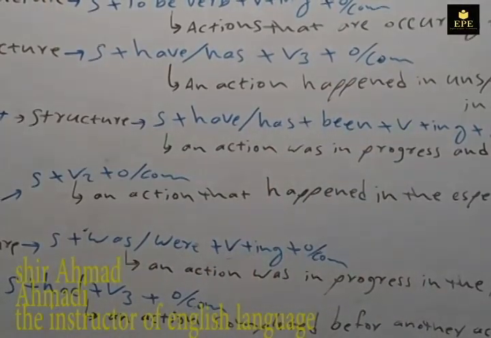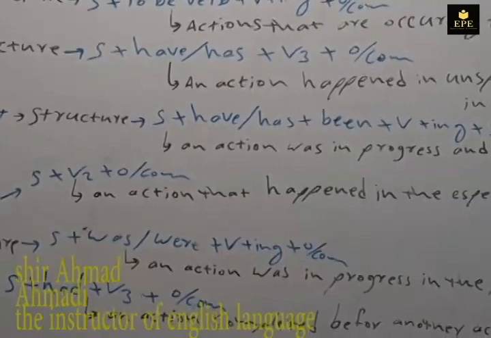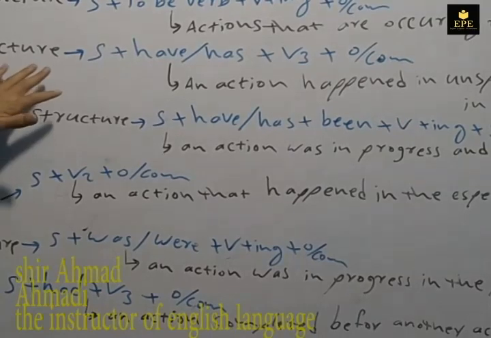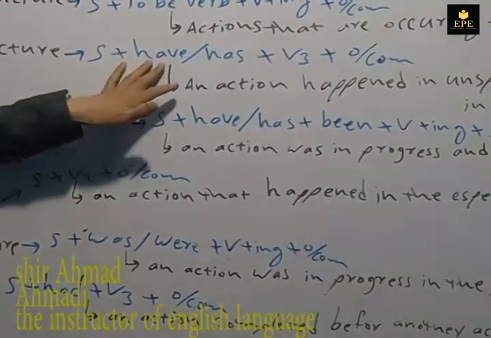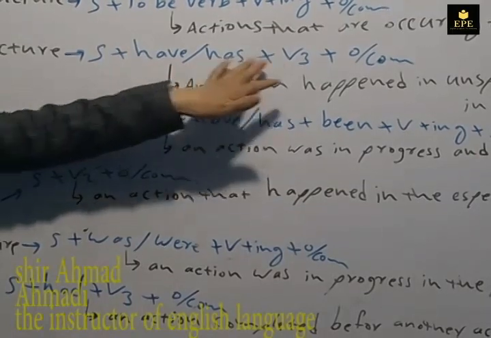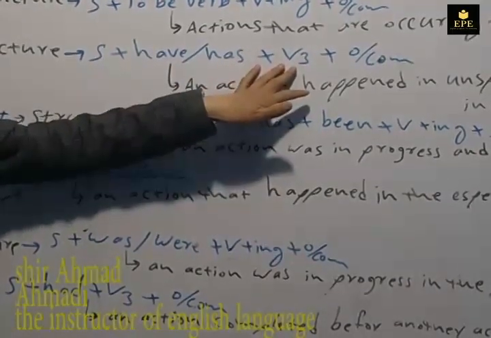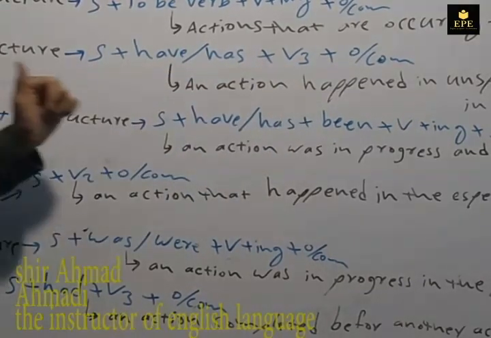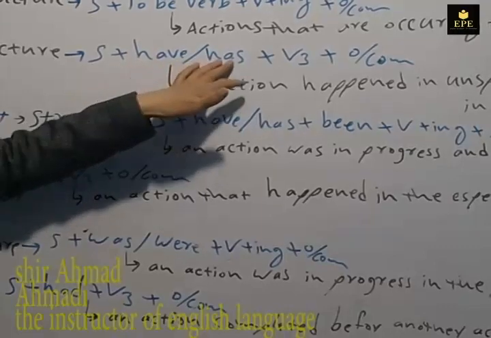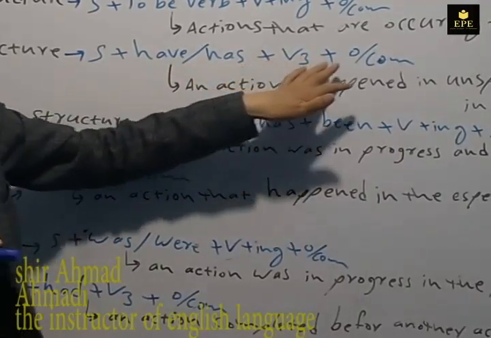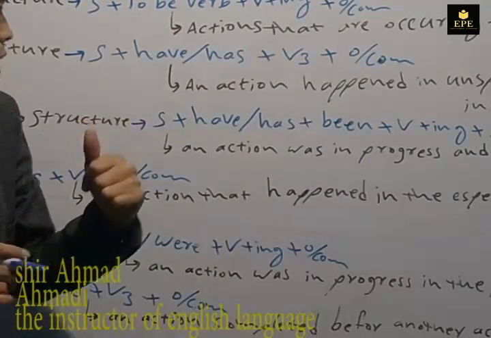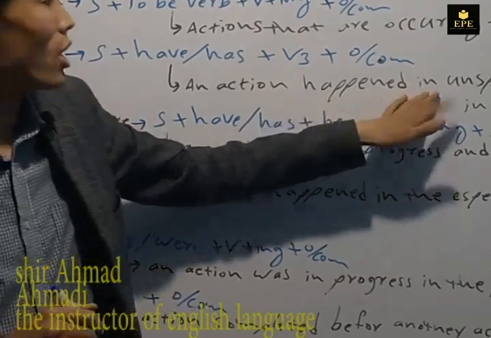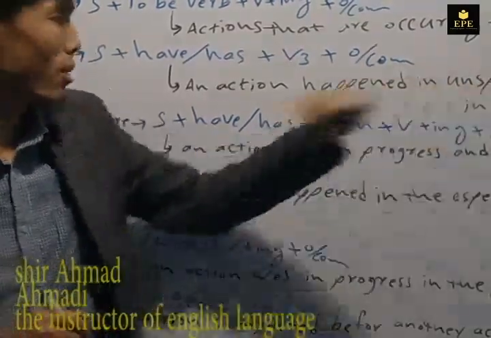So, let's move to another tense. The second tense of the present tense is present perfect tense. Its structure is: after the subject, we use have or has, and then the third form of the verb. We have the first form of the verb, second form, and third form. In present perfect, after subject and have or has, we use the third form of the verb, and after that the object or complement. A short definition is an action that happened at an unspecific time in the past.